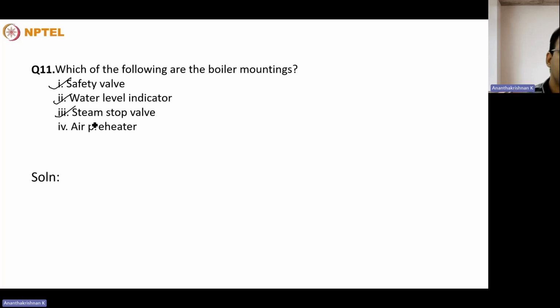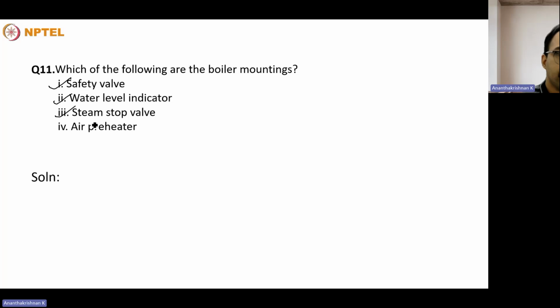This safety valve, once the pressure builds up, regulates it. This is a kind of regulation valve. Once the pressure builds up, it will automatically open. It will vent out the excess steam to ensure that the operation is safe.